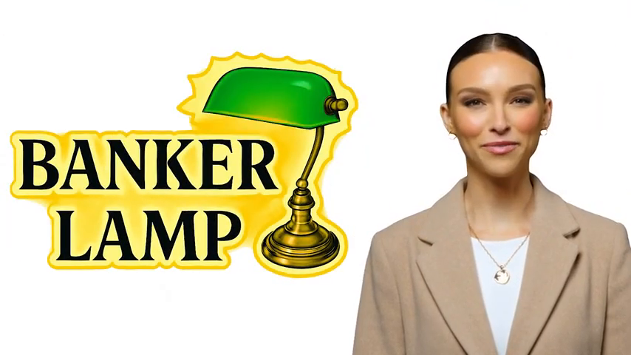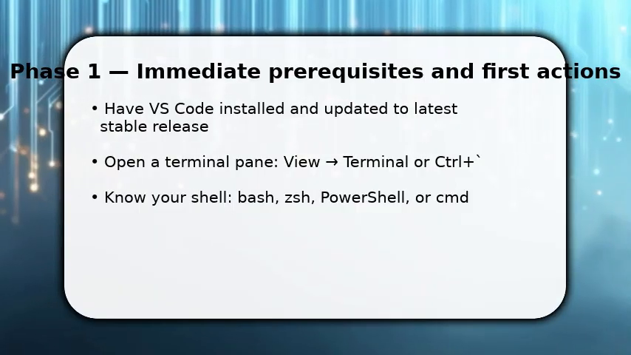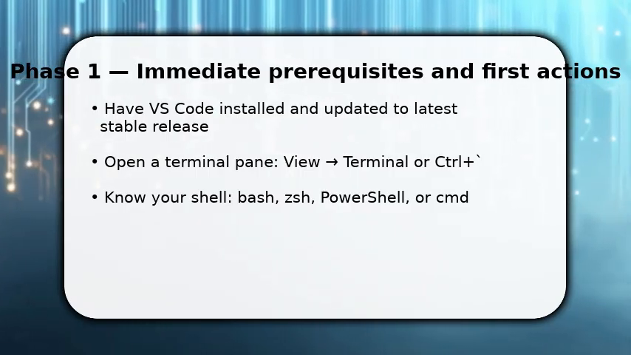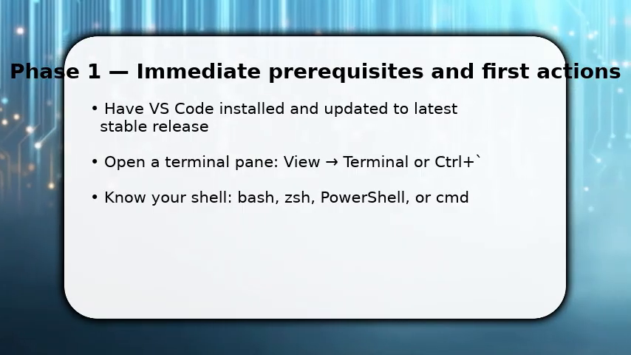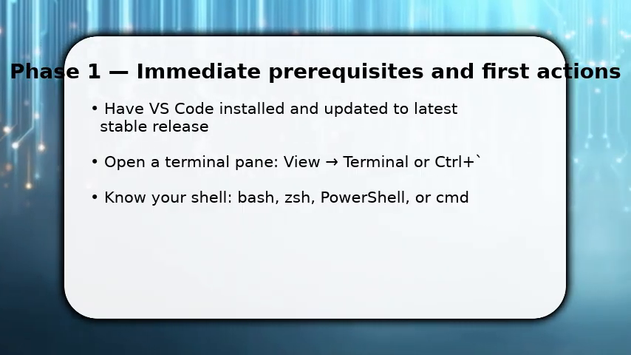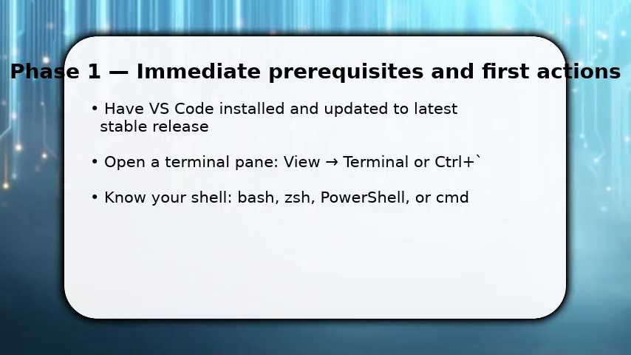Please enjoy the video. You start by opening VS Code and the integrated terminal. Make sure you know which shell you use because themes differ. Once the terminal is visible, open Settings with Ctrl+, and switch to the JSON view to edit user settings.